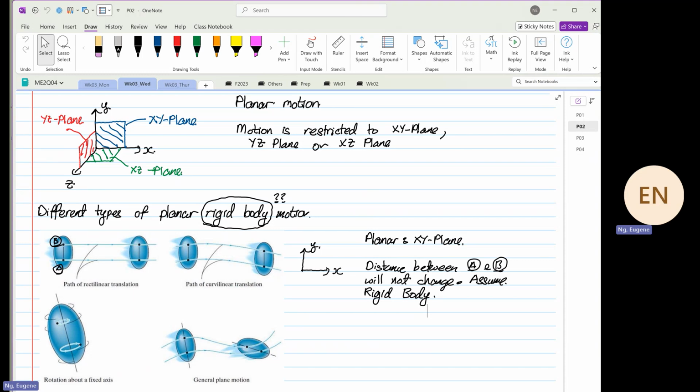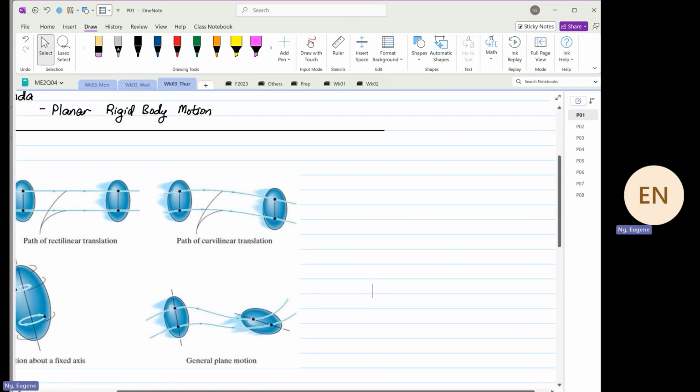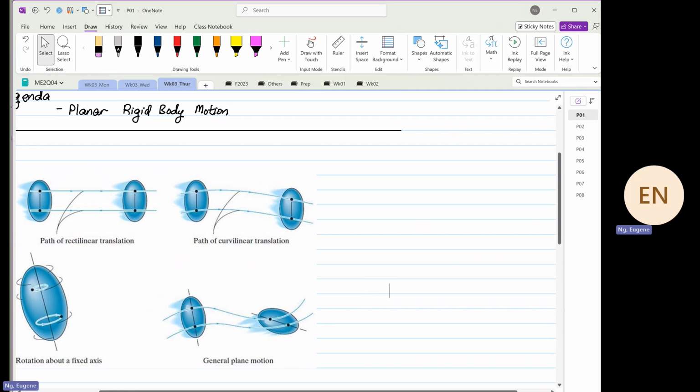Are we clear? If point A and point B change distance during motion, all this theory that I've taught, what can we do with them? Down the toilet bowl. Are we clear? Okay, so as a graduate student or a trained engineer, you need to know when to apply what and why. Okay, good morning.